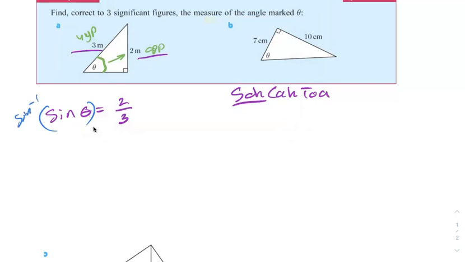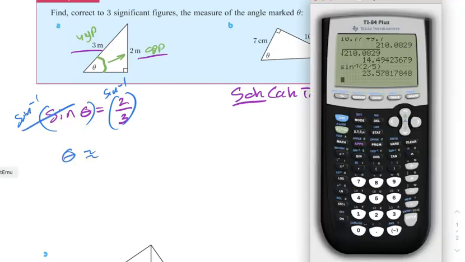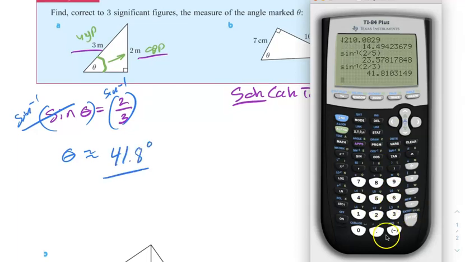Inverse sine of this side. Inverse sine of this side. Inverse and function cancel each other out. You just get the angle. And then this you just type into your calculator. Sine inverse of 2/3. I'm just going to go up there and change the 5 to a 3. And get 41.8. And there we go.